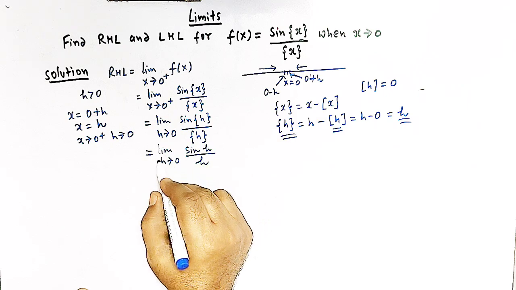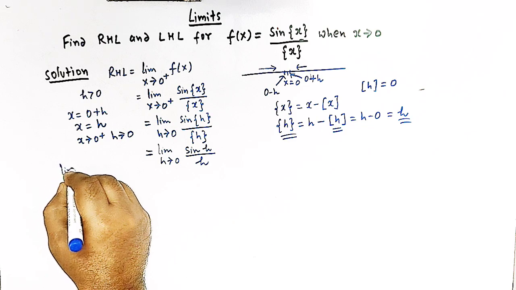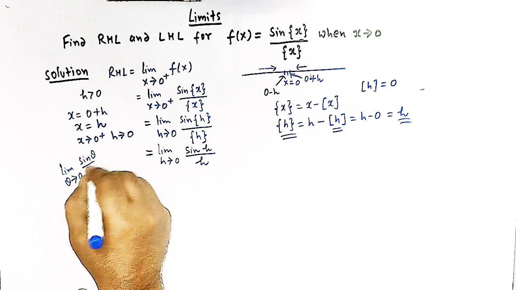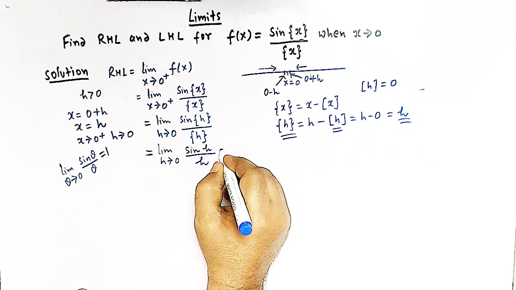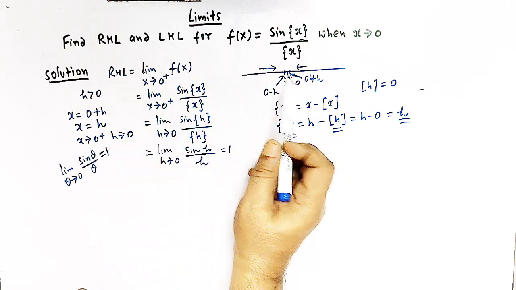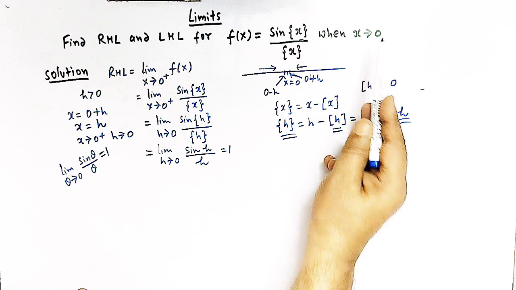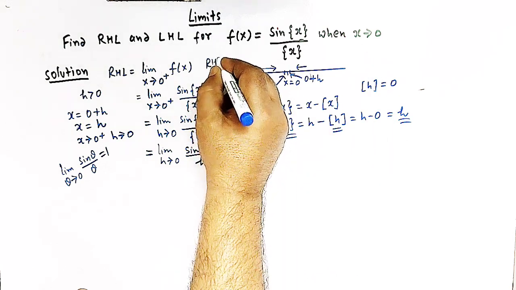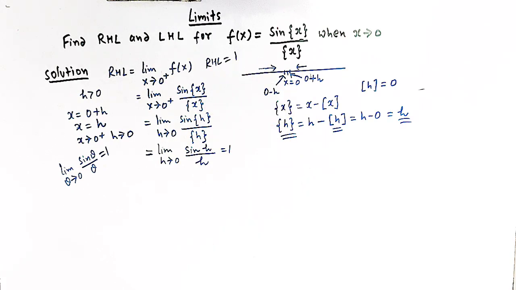Now this is a standard result in limits, that is, limit theta tends to 0, sine theta over theta is equal to 1. So the value of this limit is equal to 1. So the right hand limit of this function f of x when x approaches 0 is equal to 1. So we can now write the right hand limit as 1.